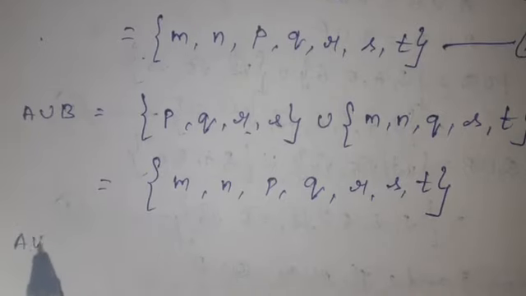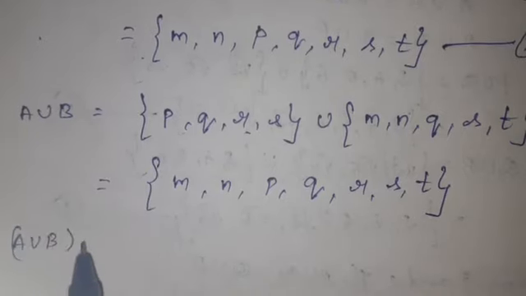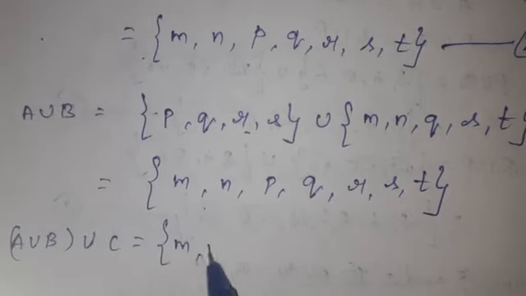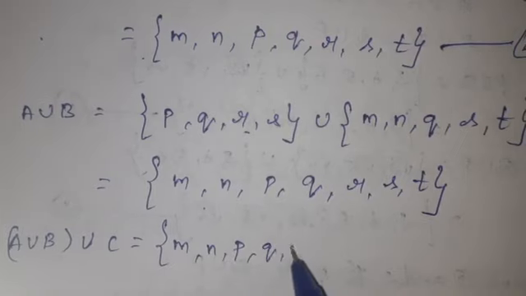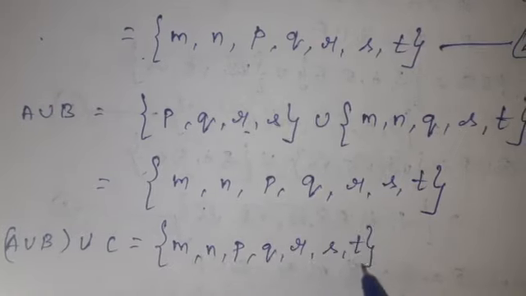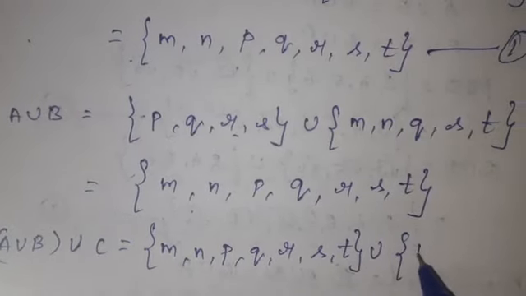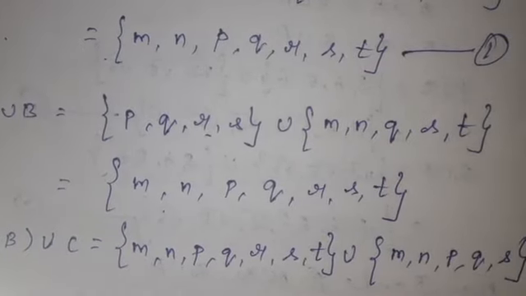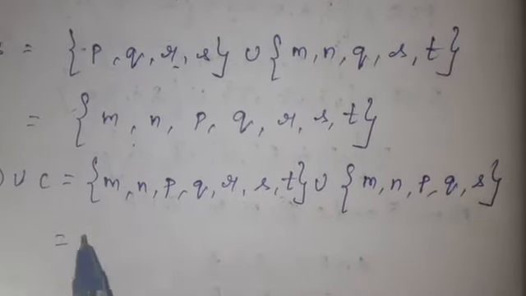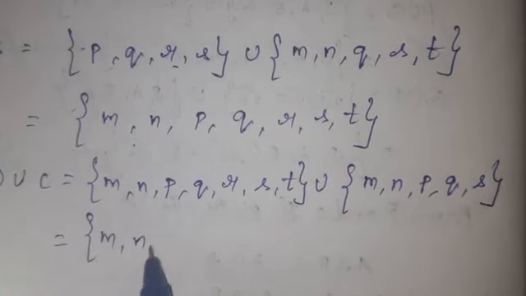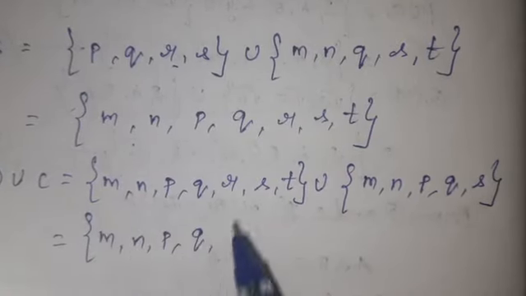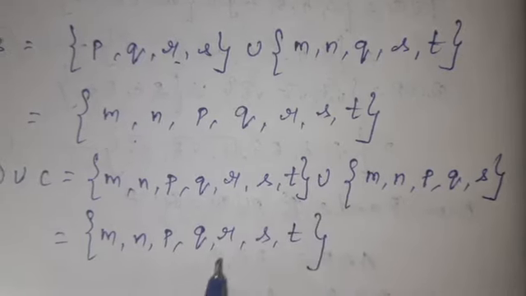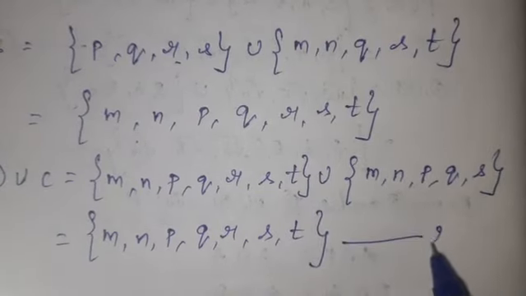RHS side is A union B union C. A union B, this one, that answer here I am substituting: M, N, P, Q, R, S, T. Union C set is M, N, P, Q, S. For both you should take union. What is it? M, N, P, Q, R, S, T. This is the full part of the RHS side. This one I am marking as 2.